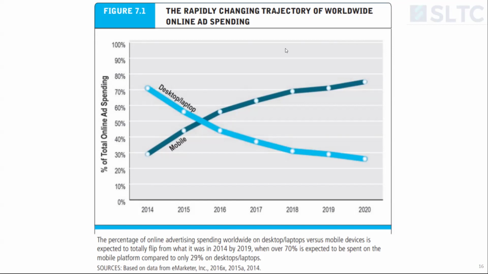So if you look at the percentage of total online ad spending, it went up from 30% to more than 50%, somewhere around 2015-16. And then it went further up, all the way to 80% by about 2020. I'm sure it's much more now. This is all thanks to social media.